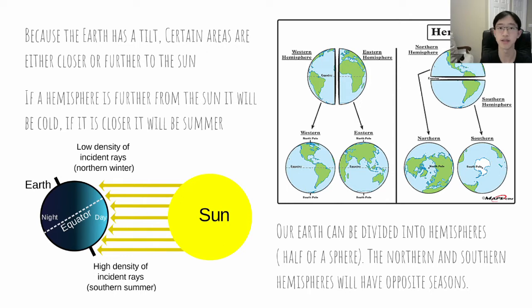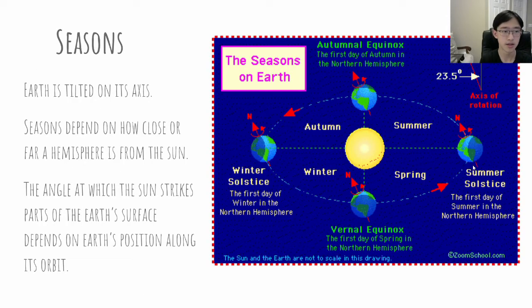And just to clarify, hemisphere means half of a sphere, and that's the way our Earth is divided. The northern and southern hemispheres will have opposite seasons. So this brings us to seasons. The reason why Earth has seasons is because of its tilt. Seasons depend on how close or far a hemisphere is from the sun, or more specifically, the angle at which the sun strikes parts of the Earth's surface, which depends on Earth's position along its orbit.